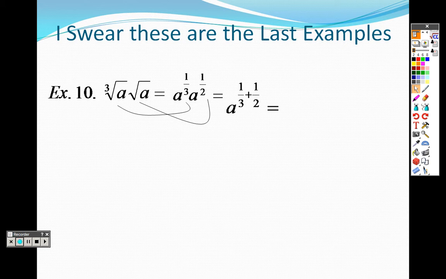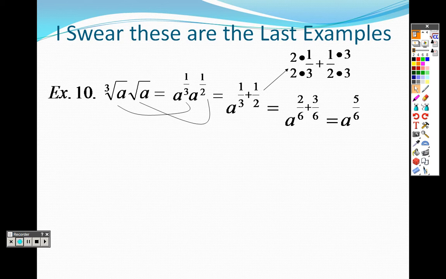So I'm going to add them together, and when you add fractions, very simply put, you have to have the same denominator. To find the same denominator, I'm going to multiply that one by 2, multiply that side by 3. So I actually have a to the 2/6 plus 3/6, which gives me a to the 5/6. And when I rewrite it, remember, the denominator is your root, so it would be the 6th root, and the numerator is your exponent underneath, so it's the 6th root of a to the 5th.